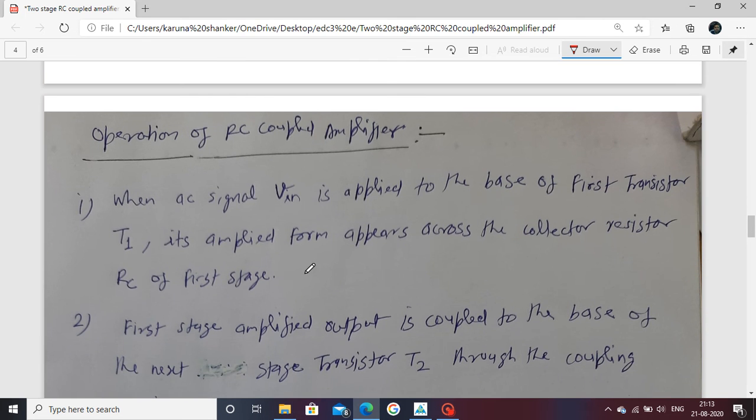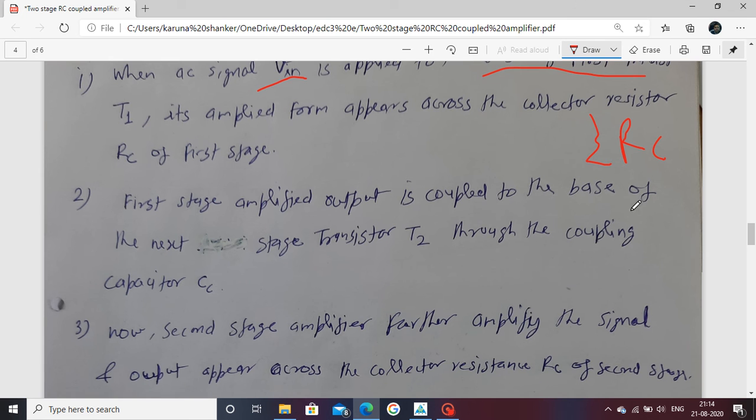Okay, this working is also explained. You see here, also note down: when the AC signal Vin is applied across the base of the transistor, you know that a transistor is a three terminal device: emitter, base and collector. We apply the Vin, or AC signal, across the base of the first transistor, then it is amplified and appears across the collector resistance RC. The output comes across the collector resistance.